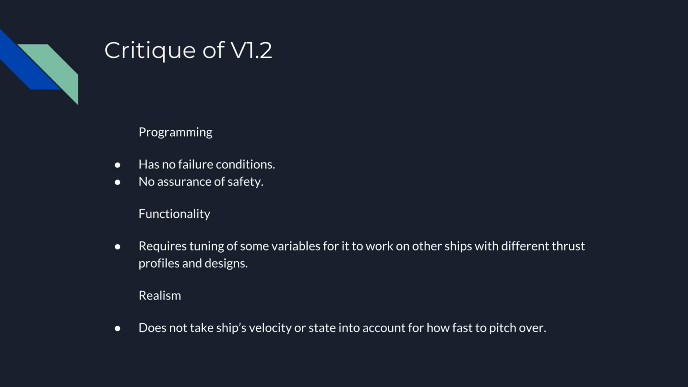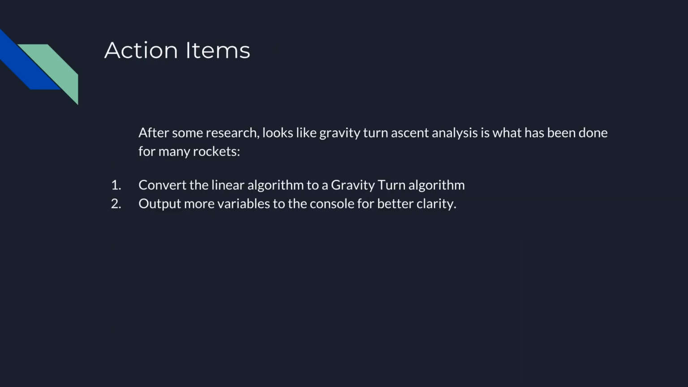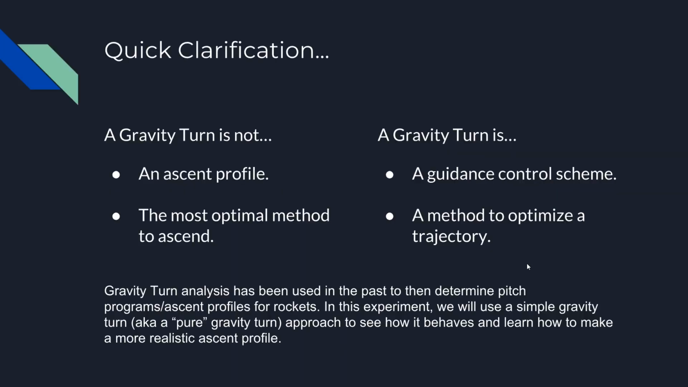So before we ended on version 1.2, which was just a linear algorithm, and then the action items that I created are to convert to a gravity turn algorithm as opposed to a linear algorithm, and we're going to be outputting a little bit more variables for better clarity and stuff. So before I do that, I want to clarify what a gravity turn is.